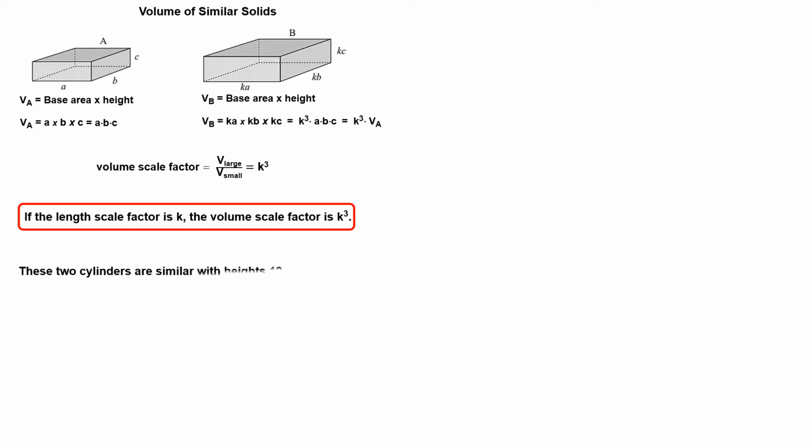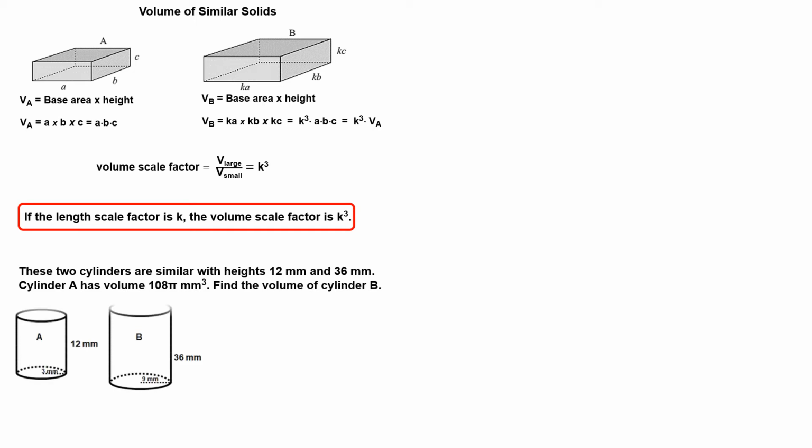These two cylinders are similar with heights 12 and 36 mm. Cylinder A has volume 108 pi millimeters cubed. Find the volume of cylinder B. Let's find the length scale factor. We can choose the heights or radii of the bases to find the scale factor. It doesn't matter. The length scale factor is 3.